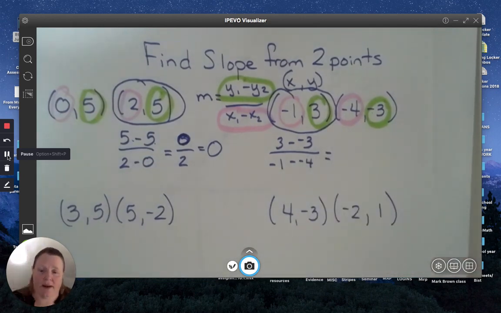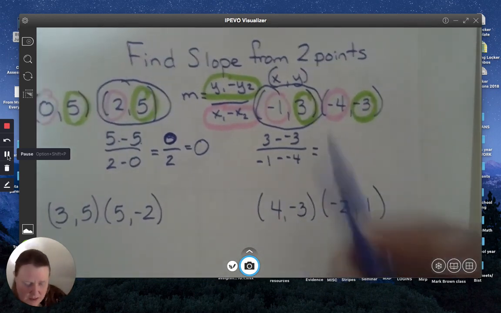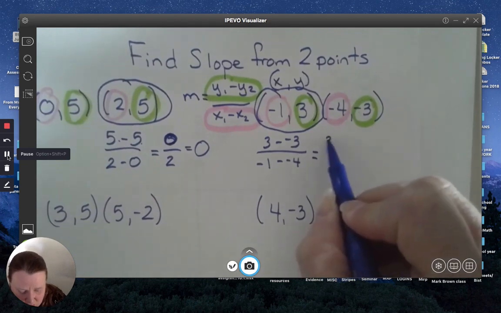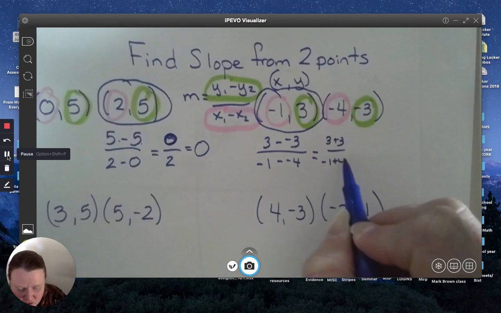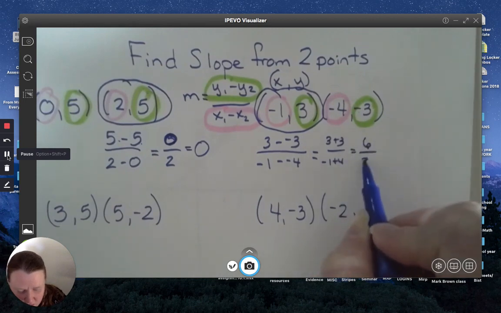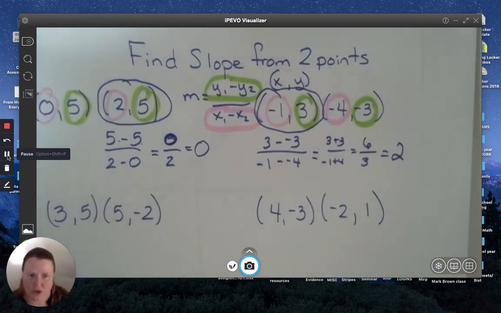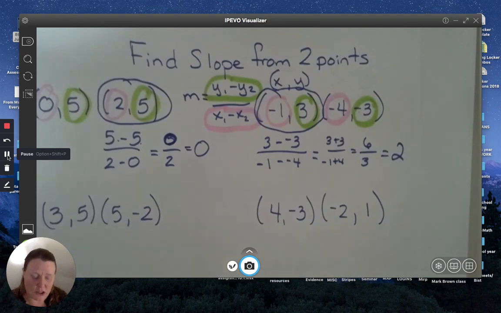Now it's just whether or not I'm good at my integers work or not. So if I were to do this as an integer problem, this would end up being 3 plus 3. And that would be negative 1 plus 4, which gives me 6 over 3, which reduces down to 2. And so my final answer would be this 2 right there.